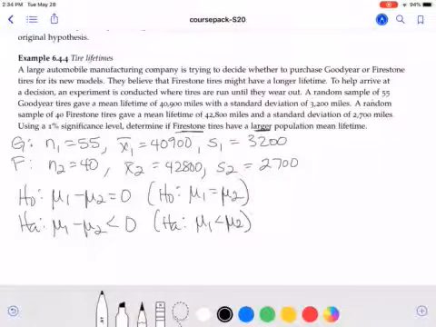We do not need to worry about specifying anything about the distributions being normal here, because our two sample sizes, being 55 and 40, are both greater than or equal to our cutoff of 30, and so our conditions are met for using t-based inference.